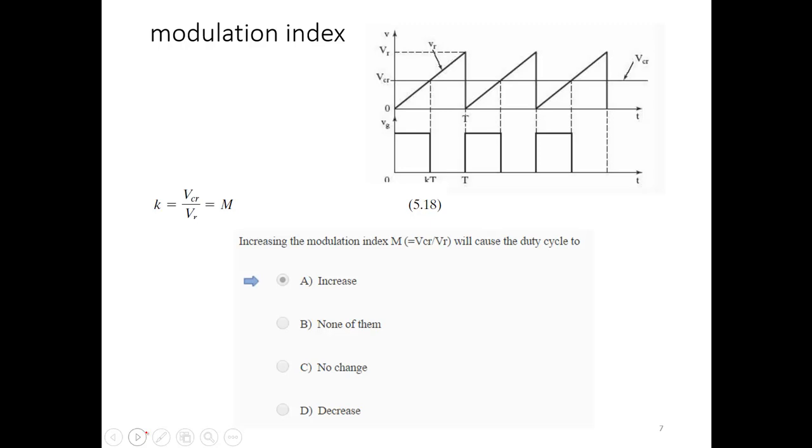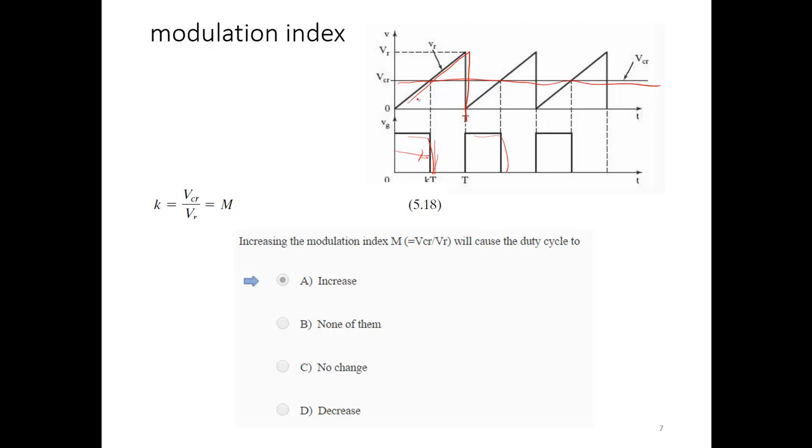One of the very important concepts is the modulation index. What is a modulation index? Suppose we have a comparator with a triangular wave and another input with a DC signal. If you compare the triangular wave with the DC signal, the intersection gives Vs for the time KT, the percentage of time the switch is on. That gives the duty cycle.